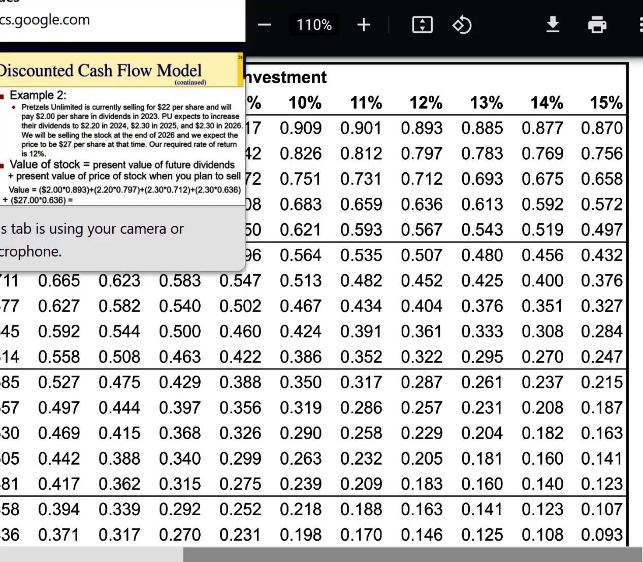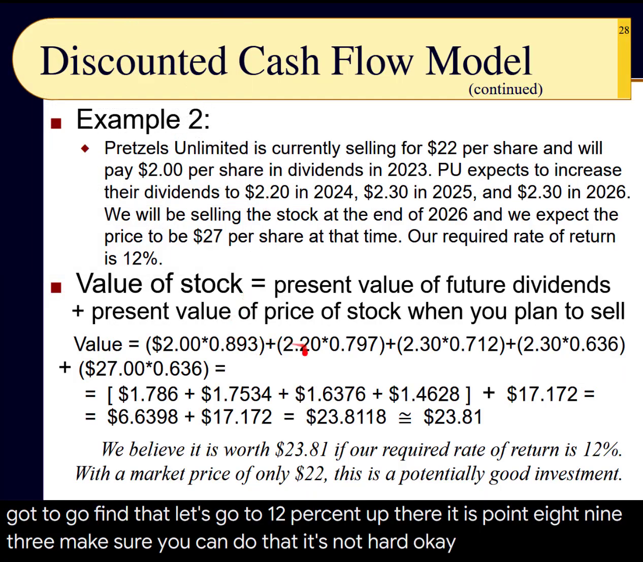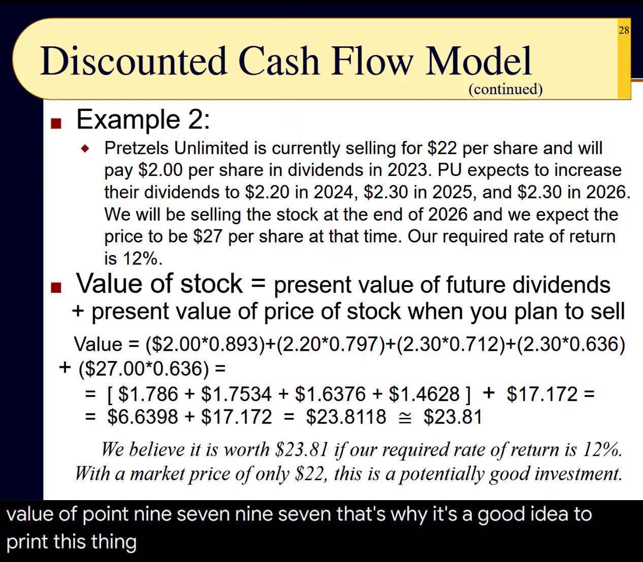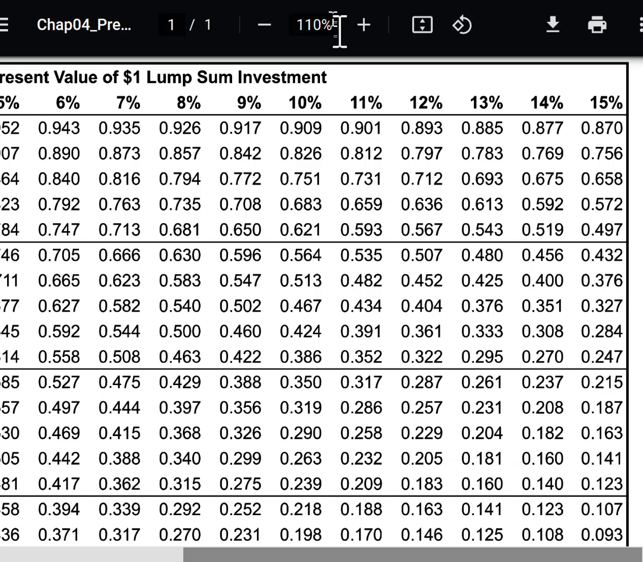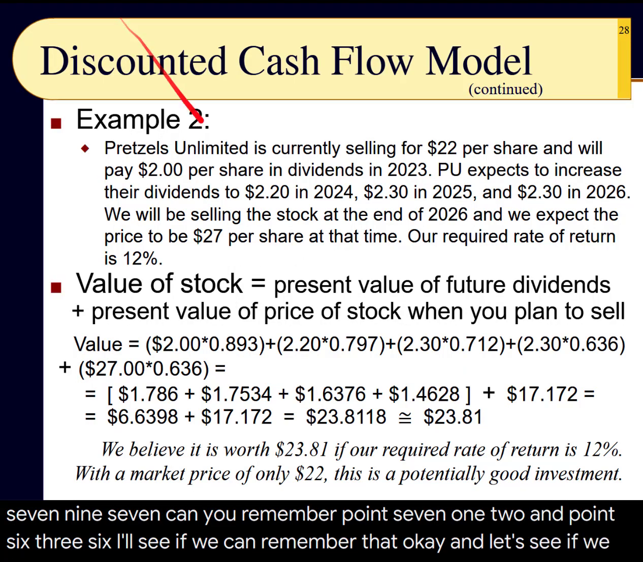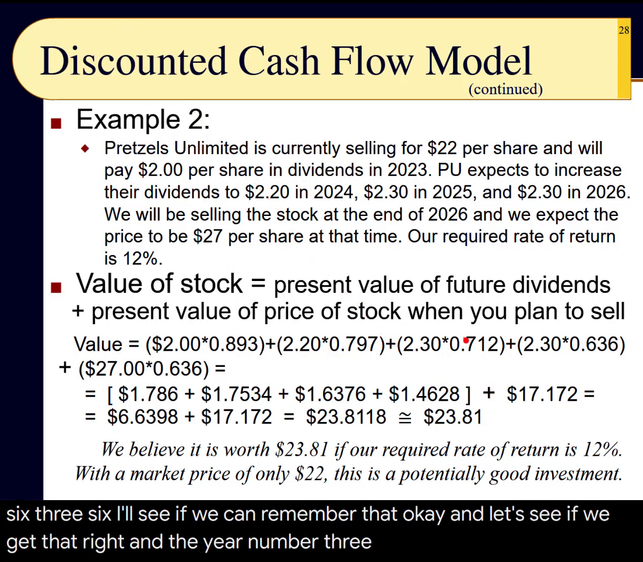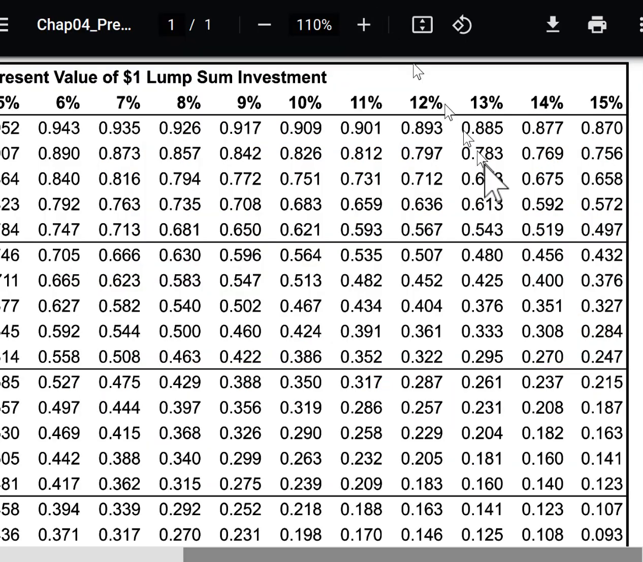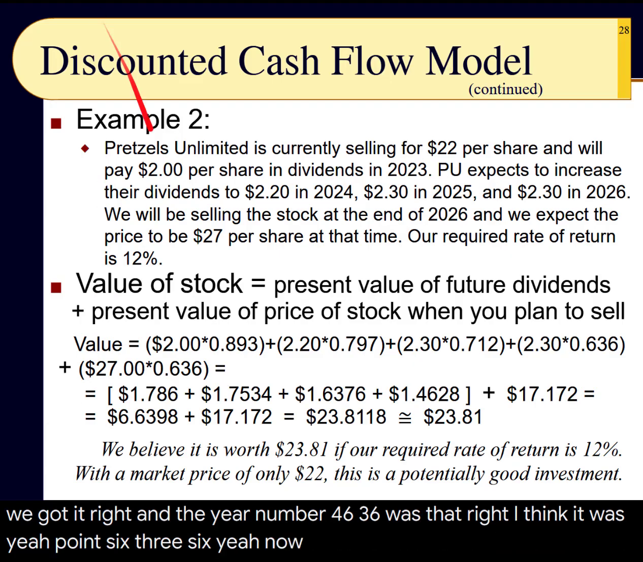It's not hard. Okay. And then $2.20 times the present value of 0.797. That's why it's a good idea to print this thing out, right? So let's go to year number 2. I did it right, 0.797. Can you remember 0.712 and 0.636? Let's see if we can remember that, okay? And let's see if we get that right. And year number 3, 0.712. Yeah, we got it right. And year number 4, 0.636. Was that right? I think it was. Yeah, 0.636.